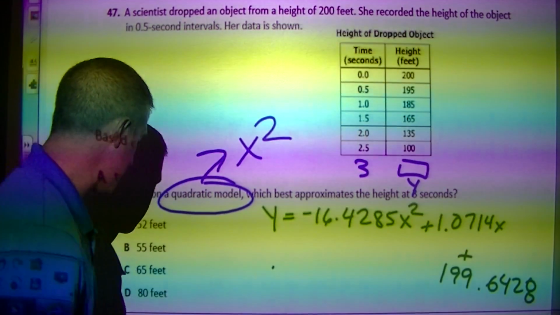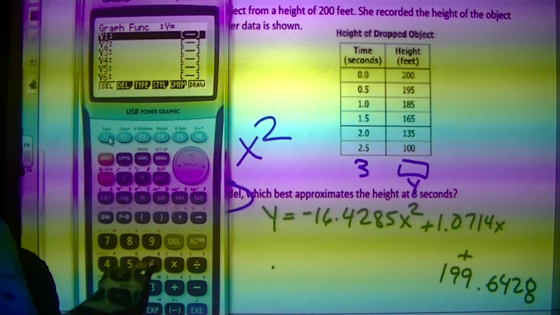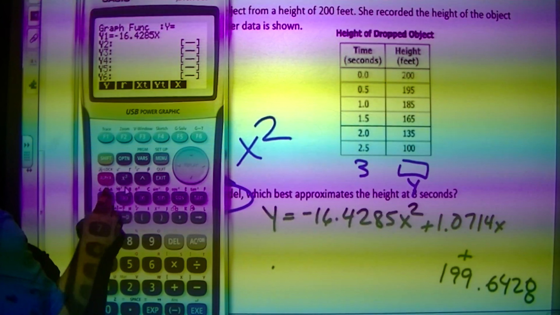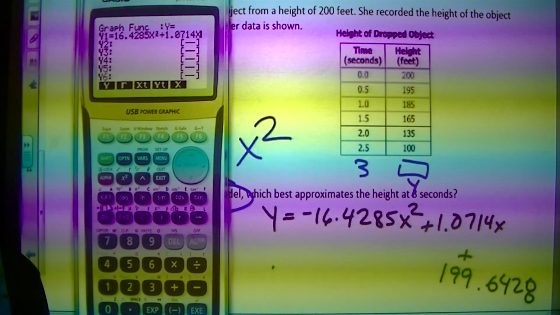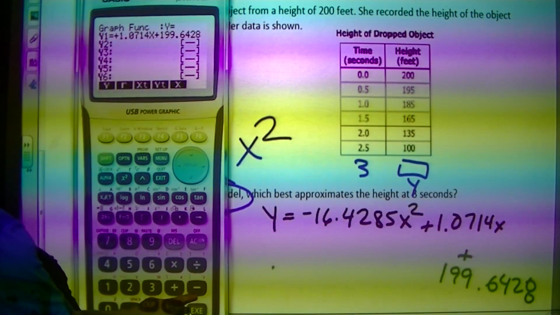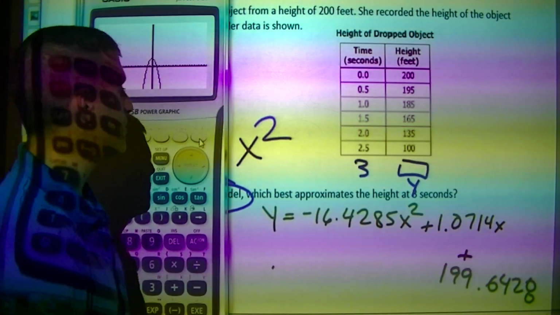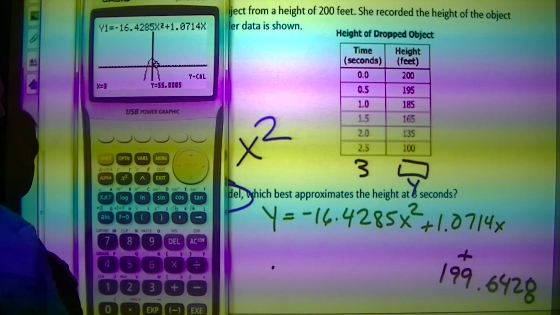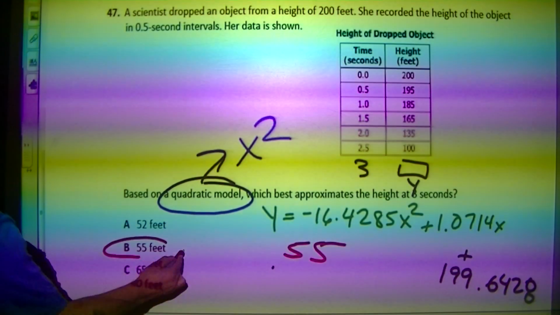So I'm going to go ahead and type that in. Go into graph. All right, so I'm going to type that in, -16.4285 x squared plus 1.0714 x plus 199.6428. I'm going to draw it. All right, and so what I want to calculate is what's it going to be at 3? So G solve, I want to calculate the y at x value of 3. And I get 55 is about my answer. 55, so that's why that one's right there.